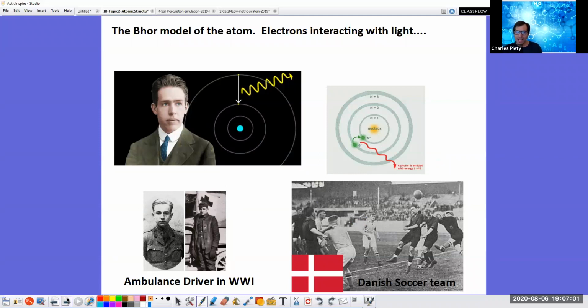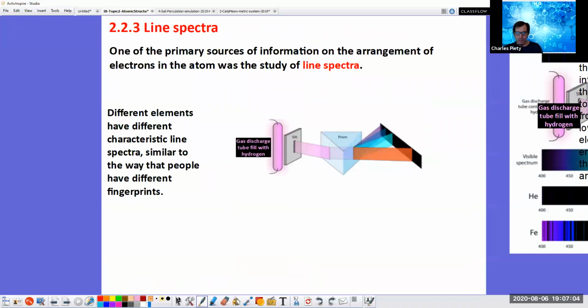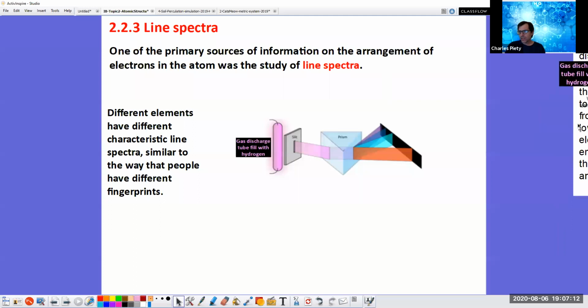Let's talk about how Niels Bohr's model of the atom is important to us. Ignore all this stuff over here. This is just me making a flip chart and not cleaning it up. I apologize for that. There we go. So let's see here. Line spectra. What does that mean? Let's talk about that for a minute. One of the primary sources of information on the arrangement of electrons in an atom was the study of line spectra.